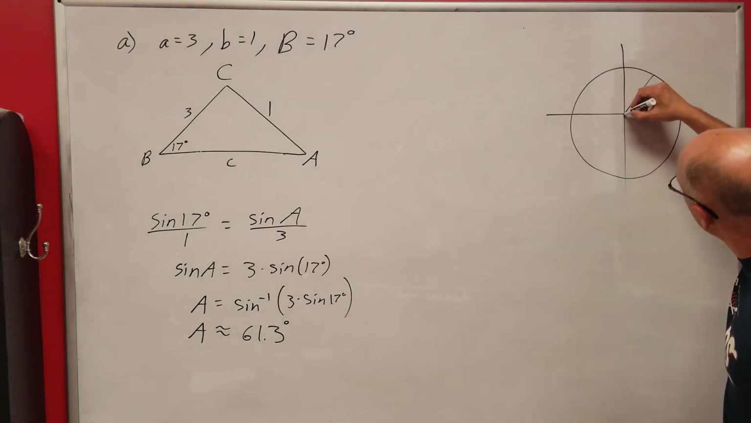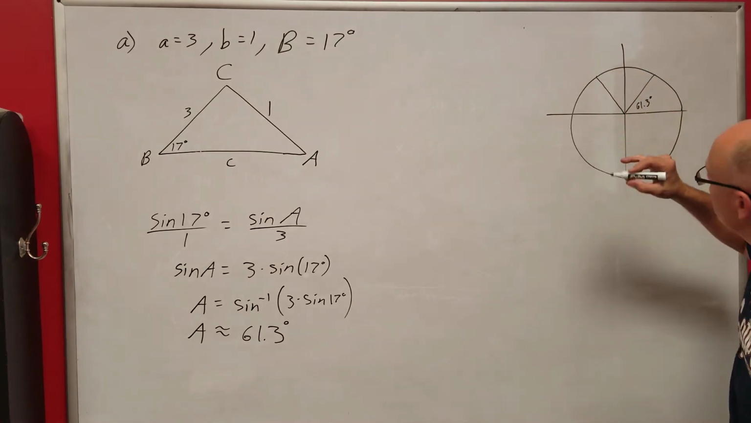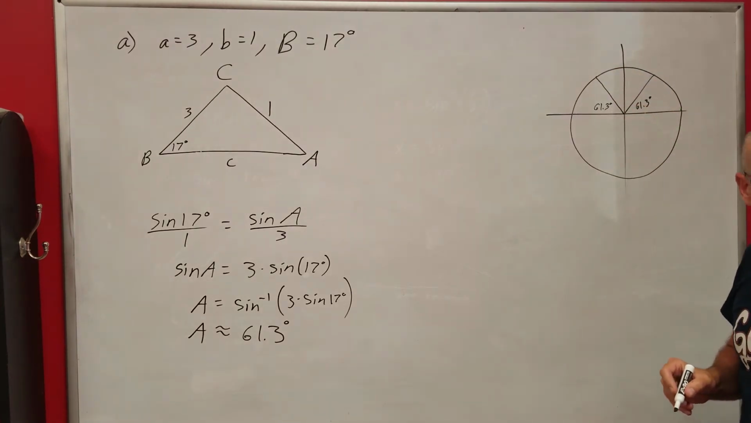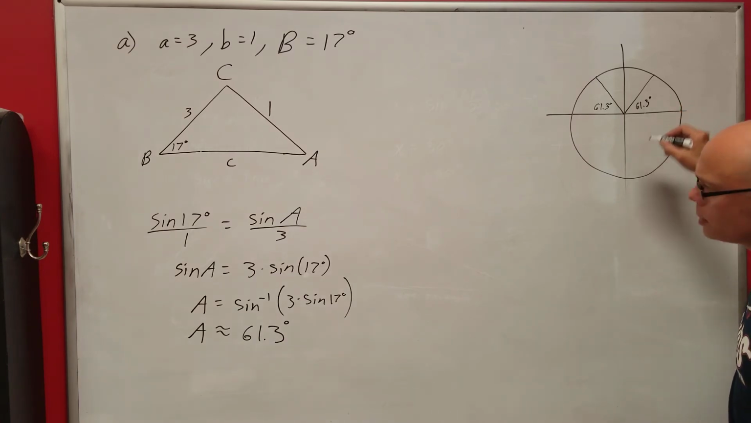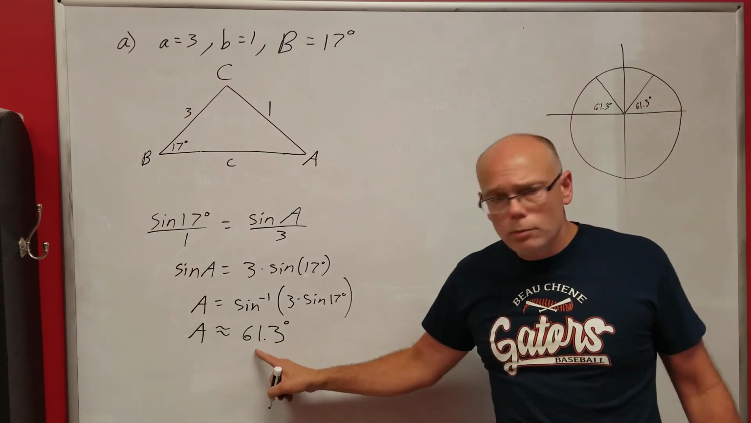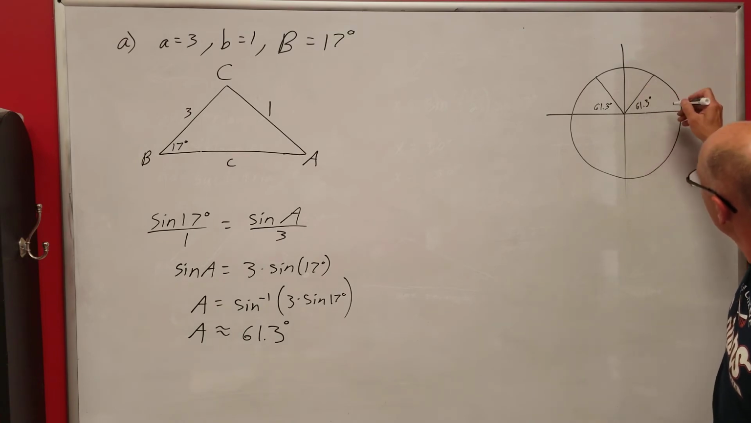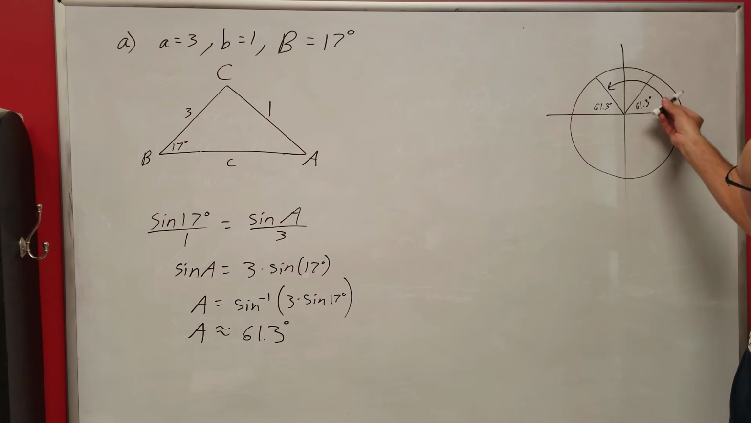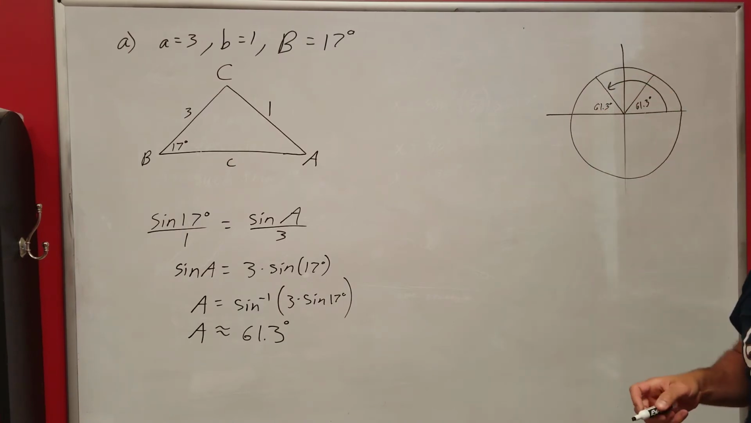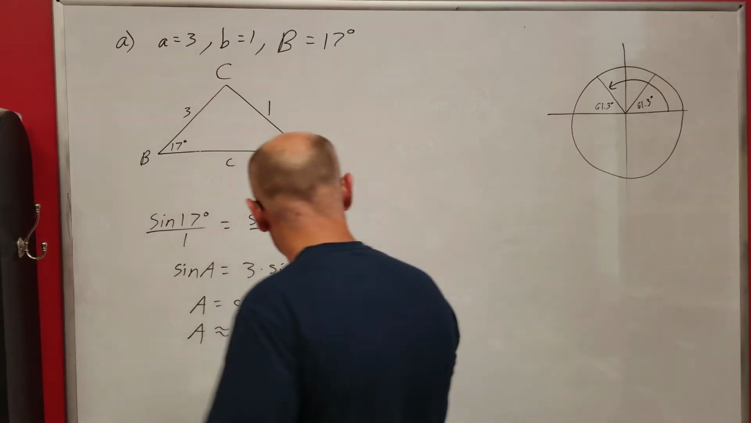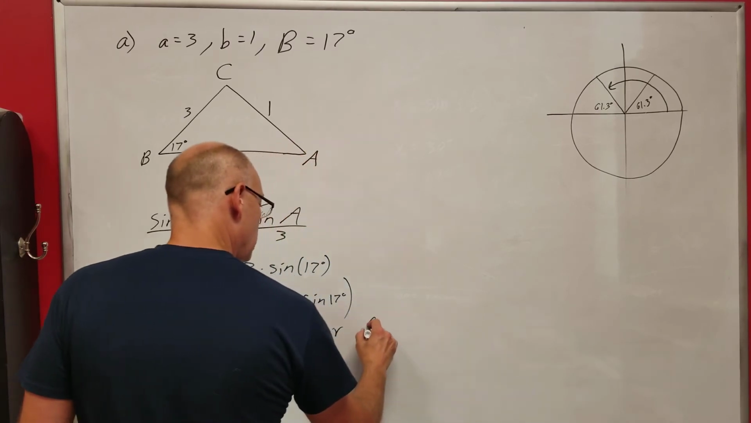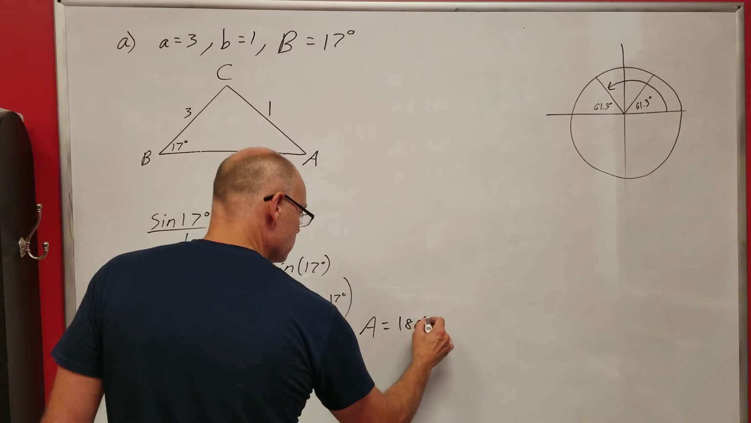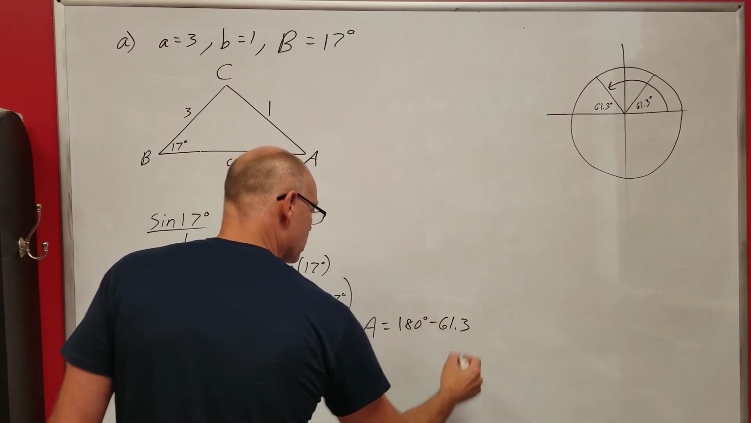But we also have what? An angle over here in quadrant 2 with a reference angle of 61.3 degrees, right? So we're saying that A could be 61.3 degrees, could be this angle, but A could also be this angle. So A could be 180 back off 61.3. So let's put that. Or A could be equal to 180 minus 61.3.